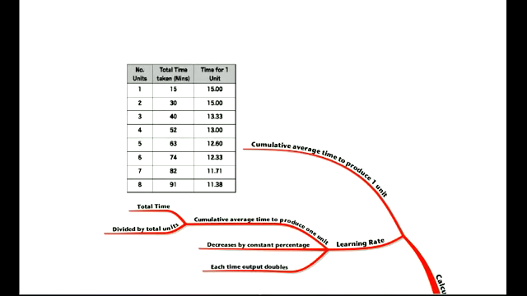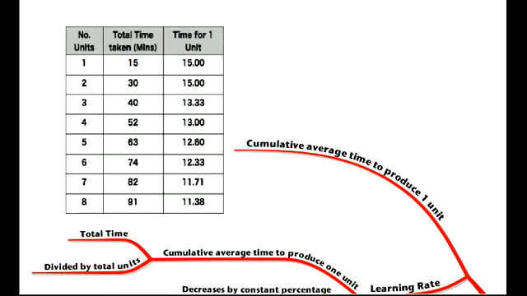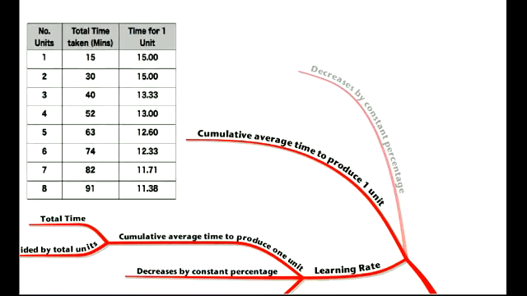The cumulative average time to produce one unit. Remember that I said it's not the time taken to produce one unit or the time taken to produce the last unit. It's the cumulative average time to produce the units that you've made. So in our example here, the time taken to produce one unit was 15 minutes. But if you look at number 8 units, the total time taken was 91. So the average time taken for one unit is 11.38 minutes. So again, the time has actually come down as you're producing more. There's been a learning effect.